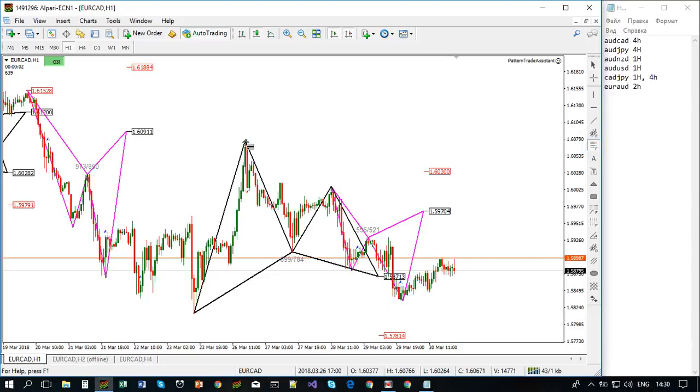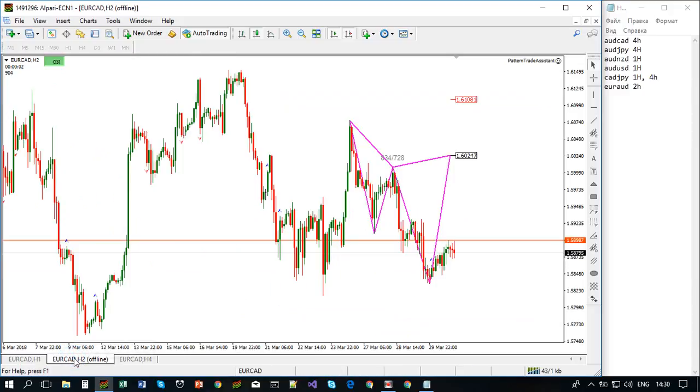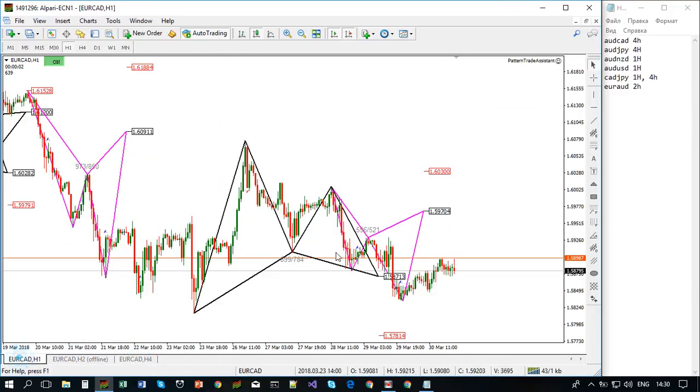Okay, target goes to 382. Well, pretty simple. Bearish pattern, Euro Canadian 1 hour. Going next to euro pound.